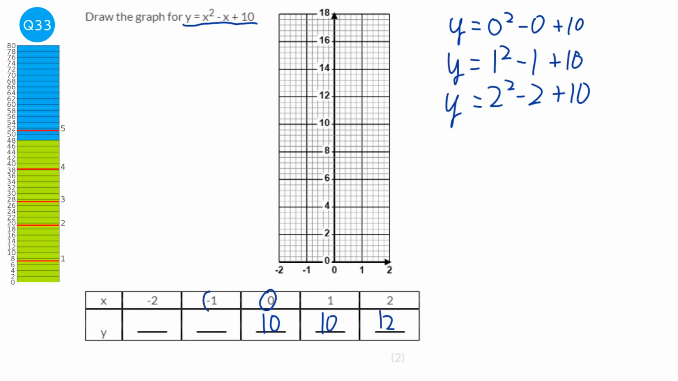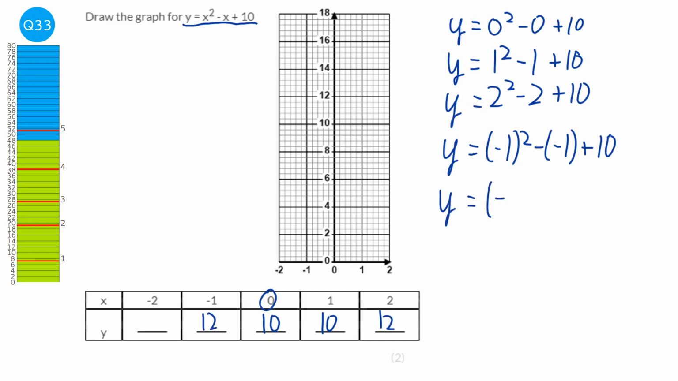Now we're going to do the negative, so we're going to look at minus 1. So it's y equals (-1) squared, and it's going to be minus (-1) plus 10. So a little bit more complicated here. (-1) squared is just 1. Now here you have two negatives together. When you have two negatives together, it makes a plus. So we've got 1 plus 1 plus 10, which is going to be 12.